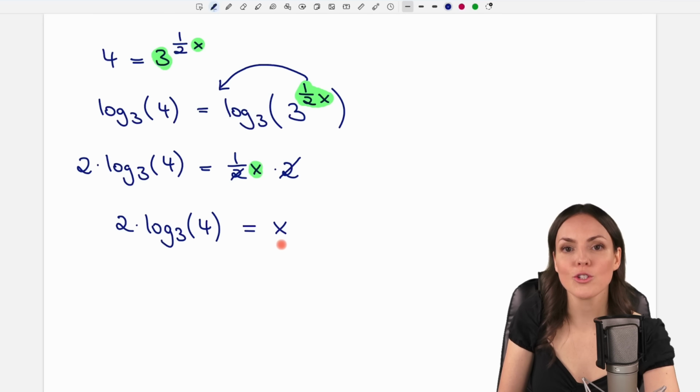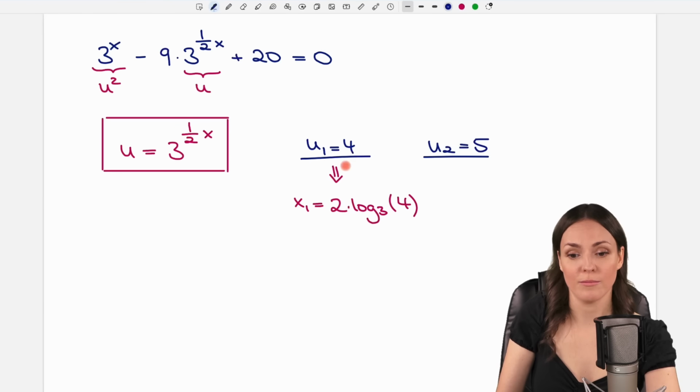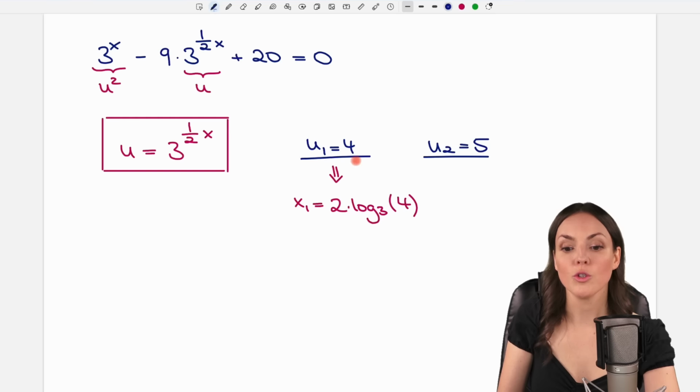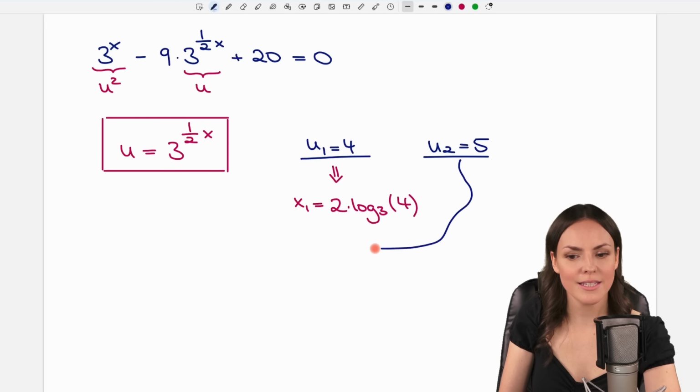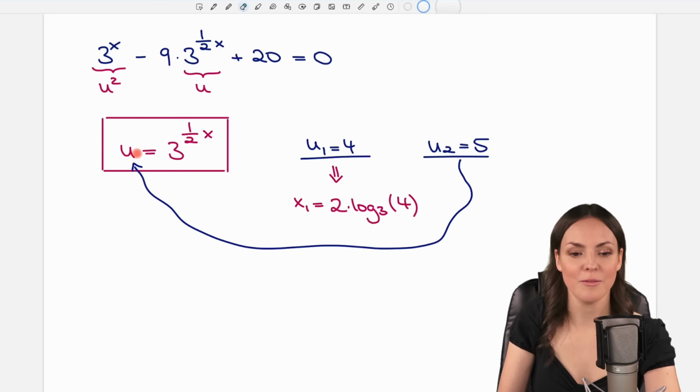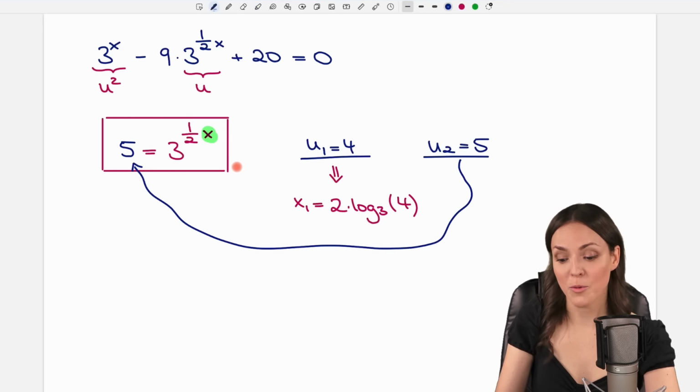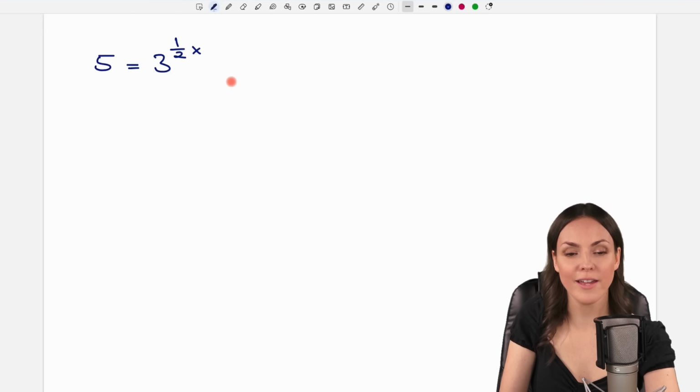This is our first solution, so I call it x1. Here, I wrote it down here again for our original equation. So this u solution gave us an x solution. And this is what we do with the second u solution as well. So we take the 5 this time, insert it here for the u, and solve this equation for x in the same way. So we're going to be a little bit faster now.